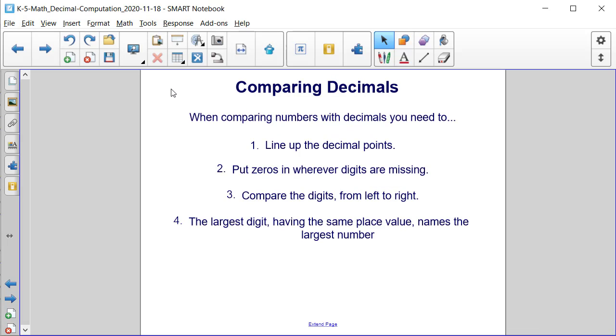When comparing numbers with decimals, you need to first line up the decimal points. Second, put zeros in wherever digits are missing. Third, compare the digits from left to right. And then the largest digit, having the same place value, names the largest number.